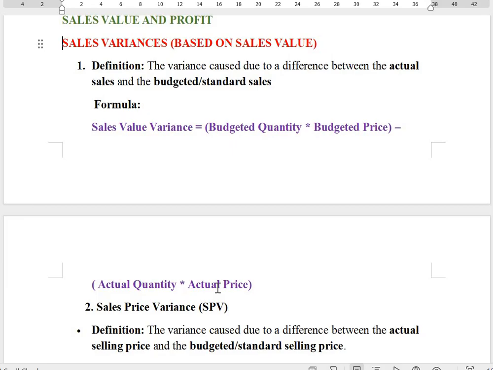The first one is sales value variance. Sales value variance is nothing but budgeted sales minus actual sales. Budgeted sales can be computed using budgeted quantity into budgeted price. Budgeted sales means the estimated quantity we plan to sell in the future and the price we decide to sell at. Actual sales is the actual quantity you have sold and the actual price at which you sold that quantity. The difference is what we call sales value variance.